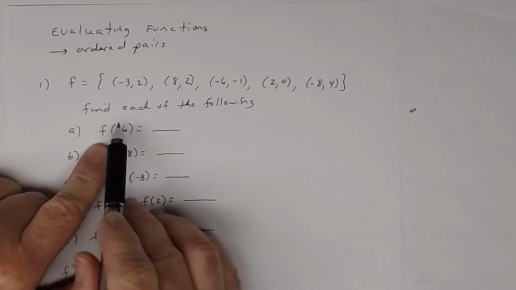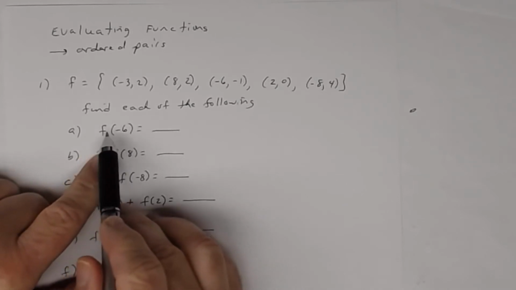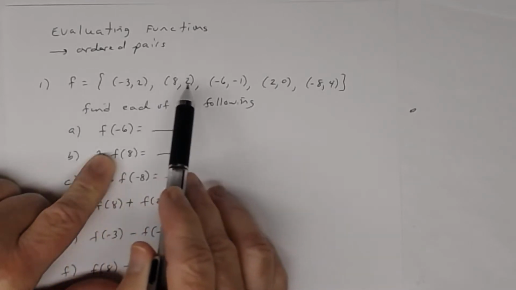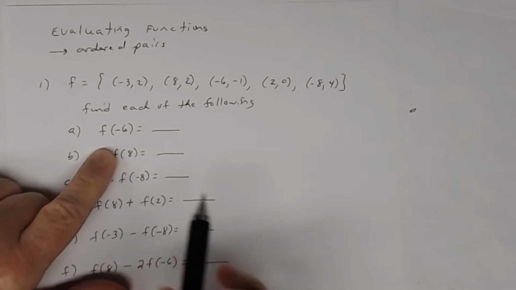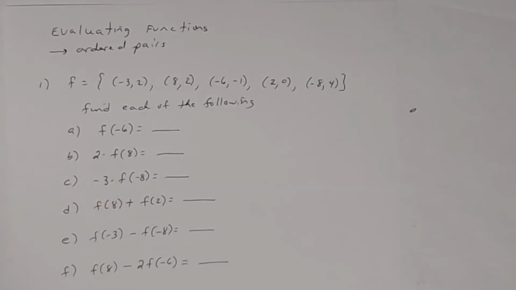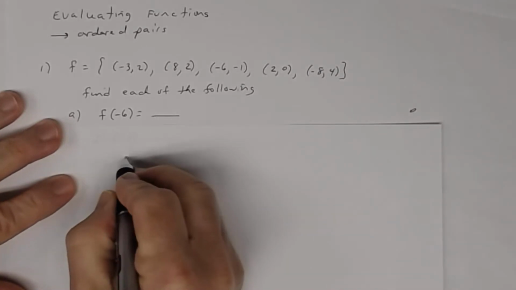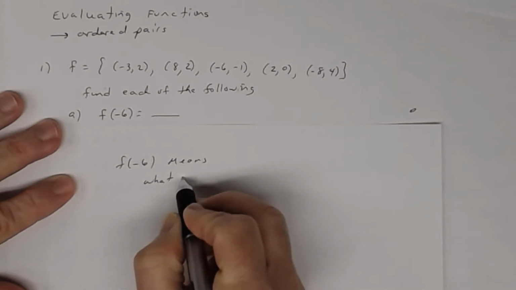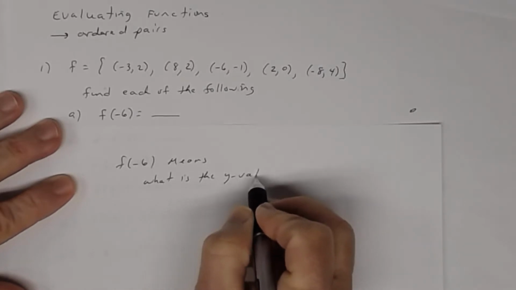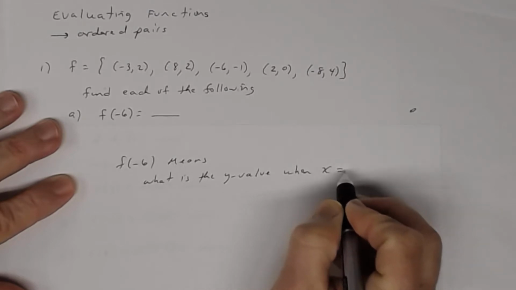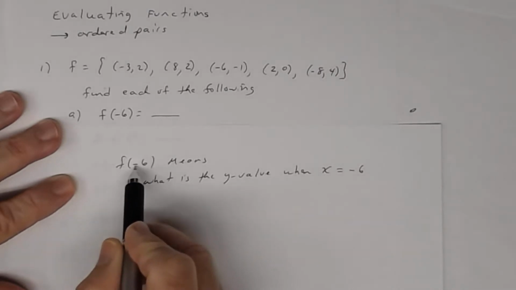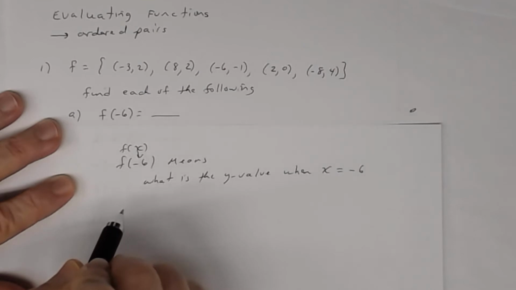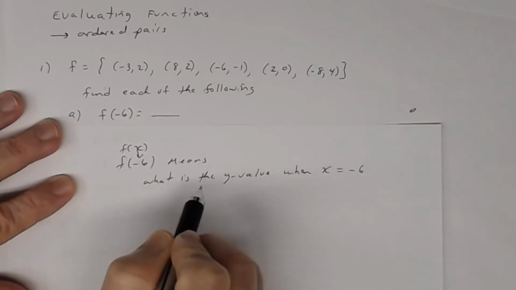So remember, in number 1, you want to find f of negative 6. Remember, f is your function name. So here's your function f right here, and f consists of these ordered pairs. And so remember what f of negative 6 means. Basically, f of negative 6 means what is the y value when x equals negative 6. So remember, this is f of x. So x here is negative 6. So you want to find what's the y value when x is negative 6.